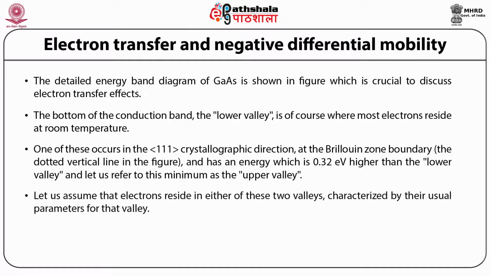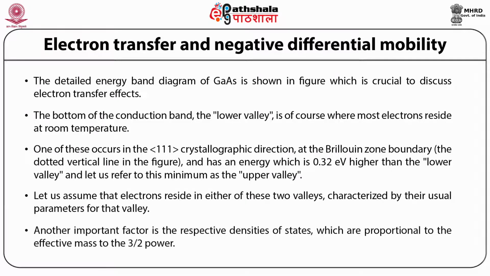Let us assume that electrons reside in either of these two valleys, which are characterized by their usual parameters for that valley. So the effective mass of electrons is larger in the upper valley by a factor of about 8.2, while the mobility is smaller by an even larger ratio of about 53.